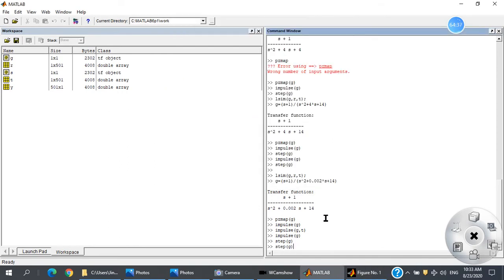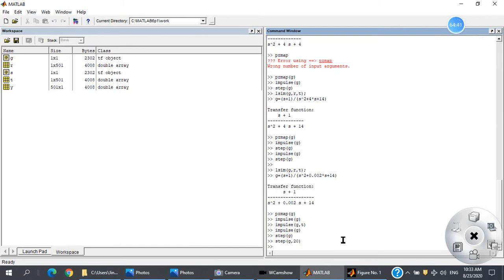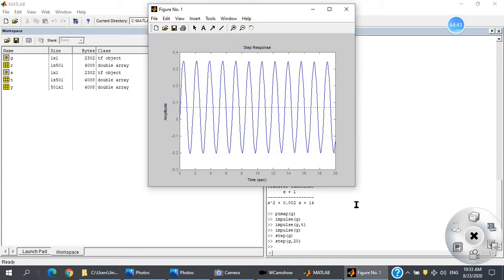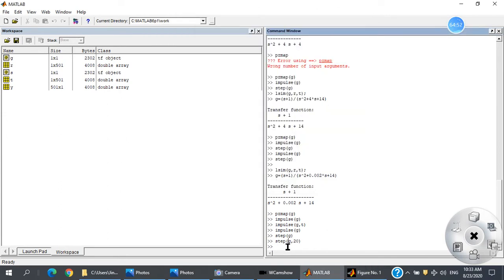If you just look at the first 20 seconds, it will look like this. You can see it's very hard to recognize that the amplitude is reducing, right? And also we can see a sinusoid if the input is a sinusoid. Okay, this input is a sinusoid.